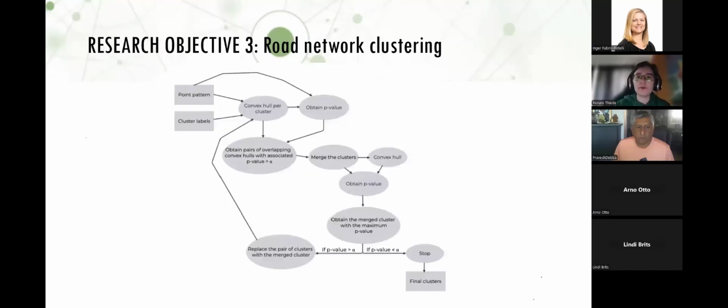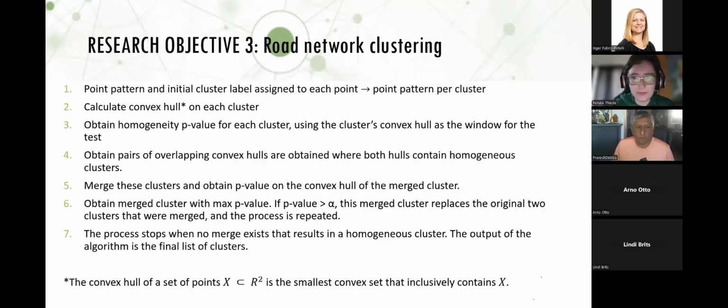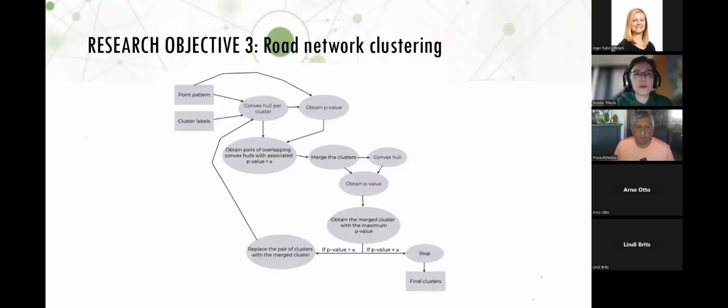So here's a general flow chart of how the clustering algorithm worked. And I've got it explained in words on the next slide. So it's the same thing for the visual learners and the more text-based learners, I suppose. So first of all, I would start off with a point pattern and the cluster labels as input. And then the final output would be the final list of clusters. And the cluster labels there are determined by the initial clustering, so the initial network k-means.